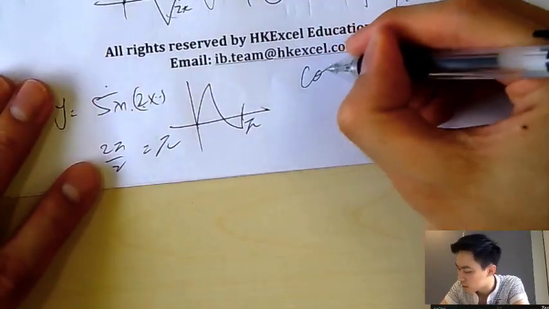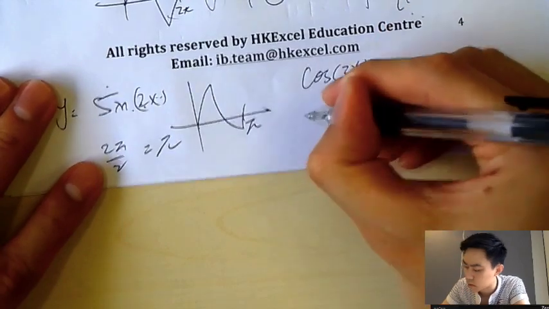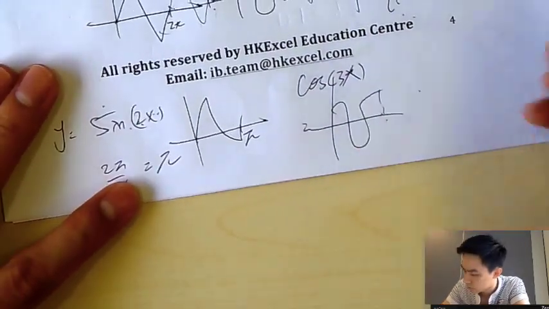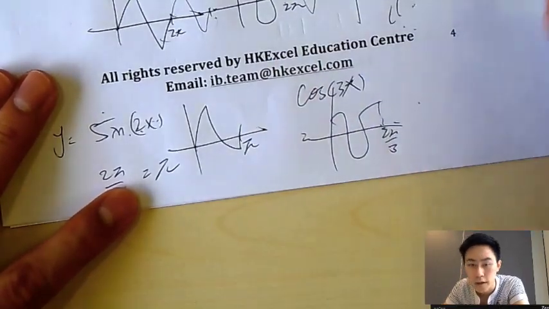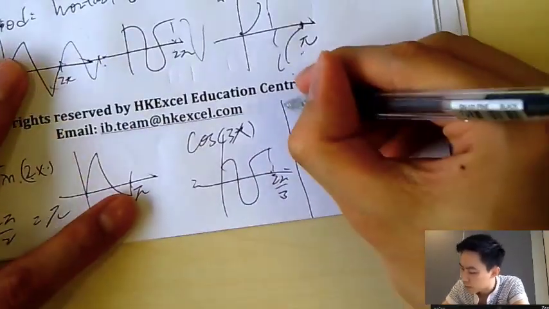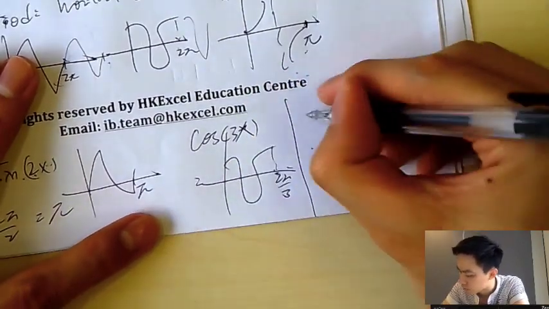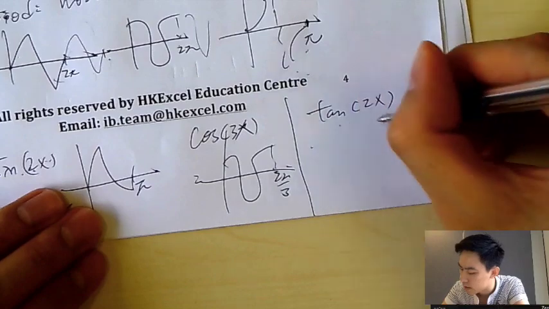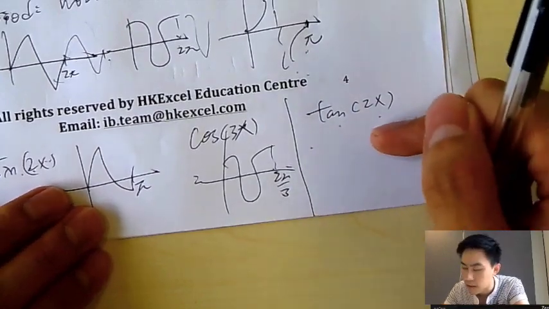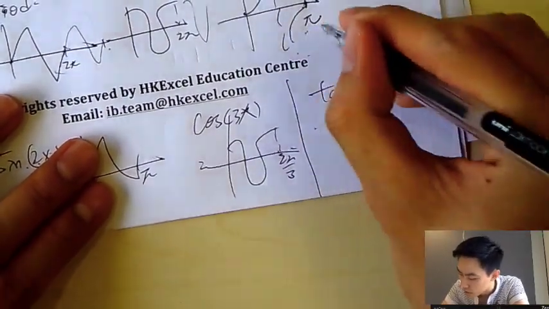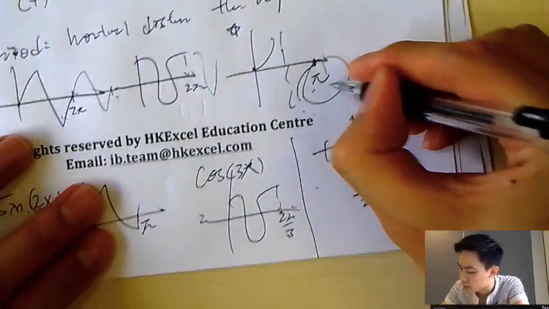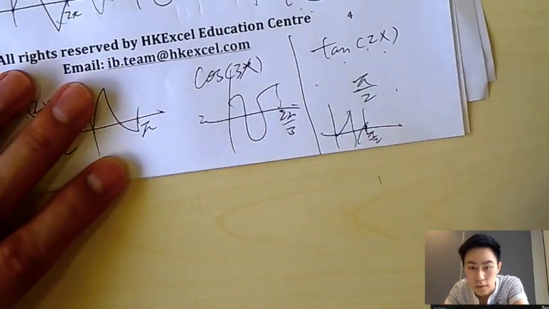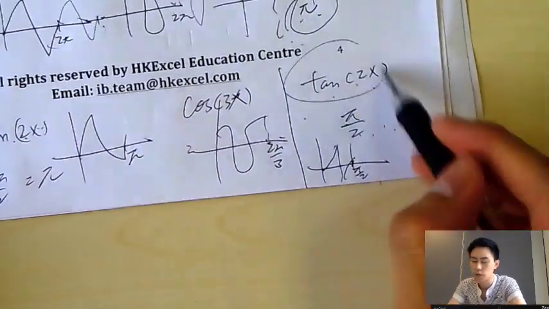And how about cosine 3x? What is the value here? It ends at 2 pi over 3, easy, right? But if the IB exam board asks you to find tangent 2x, what is the period for this one? You need to know that it's not 2 pi over 2, it's pi over 2. So the tangent will be like this, pi over 2. You get this, right? So tangent is pi.